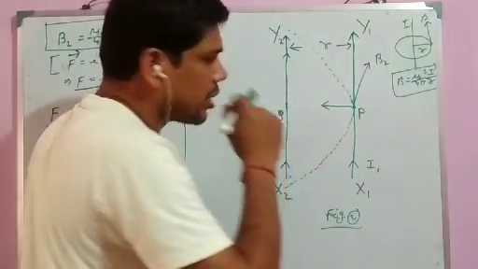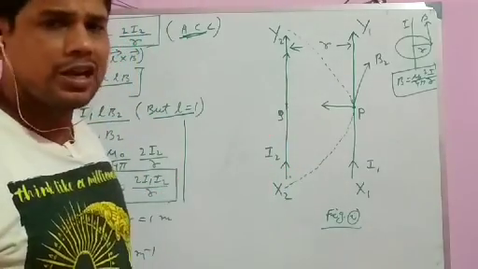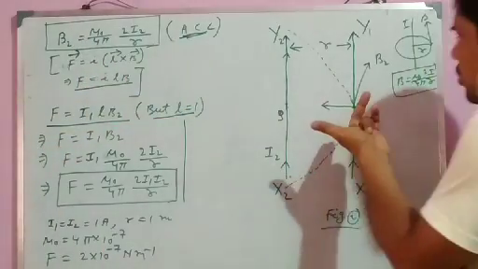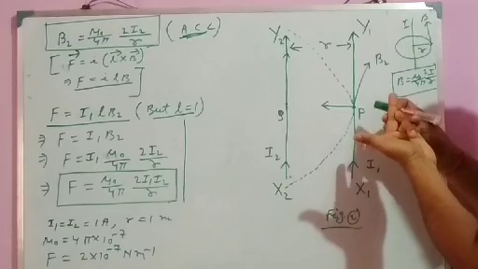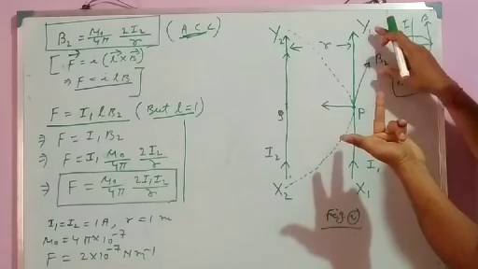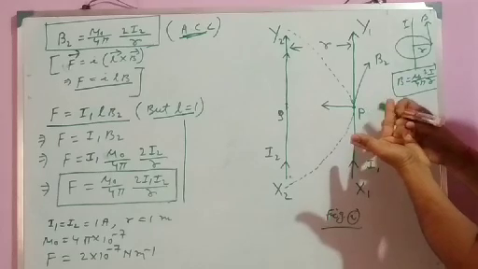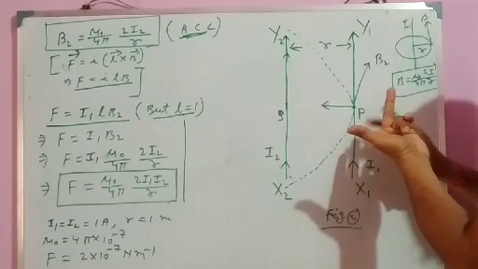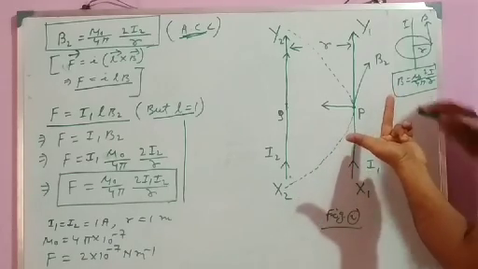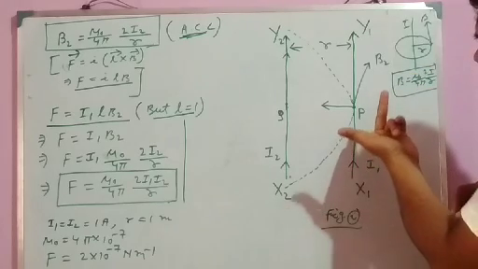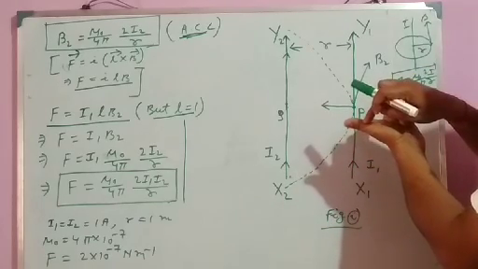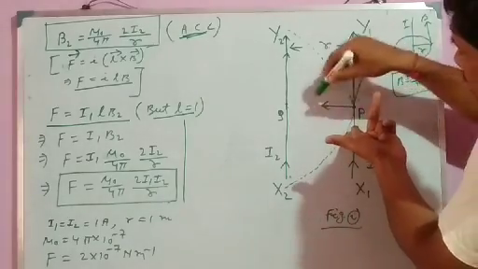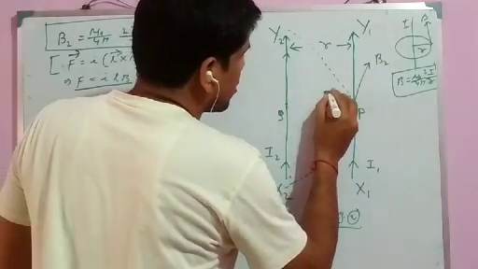So how to find the direction? We have to apply Fleming's left hand rule. Using the Fleming left hand rule here, the direction of the current in the current carrying conductor X1 Y1 is along this direction. The middle finger gives the direction of current, the index finger gives the direction of the magnetic field, and the thumb gives the direction of the force. So the direction of the force at point P is along this direction. Is it clear?